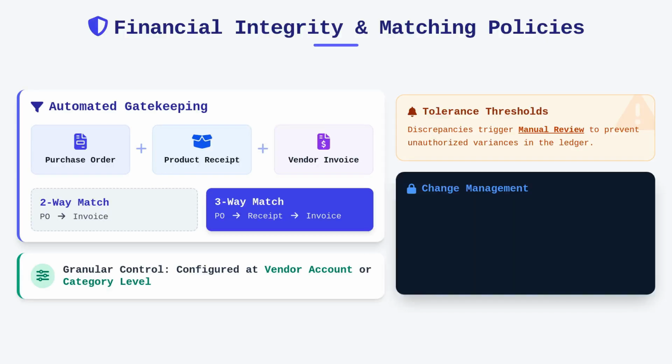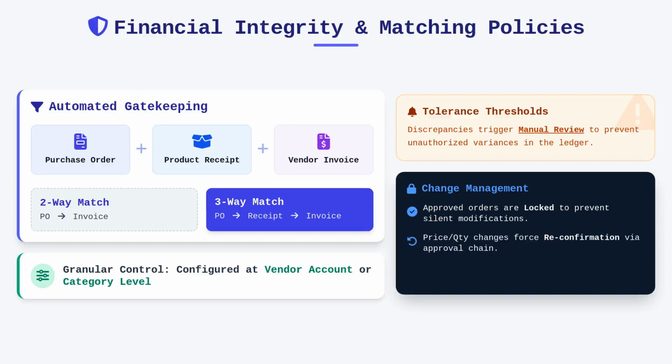Beyond mere validation, we must also consider the change management workflows that lock approved orders to prevent silent modifications. Any change to a critical line item, such as an alteration to unit price or quantity, necessitates that the order be unconfirmed and moved back through the approval workflow chain to maintain an immutable audit trail of the negotiation.